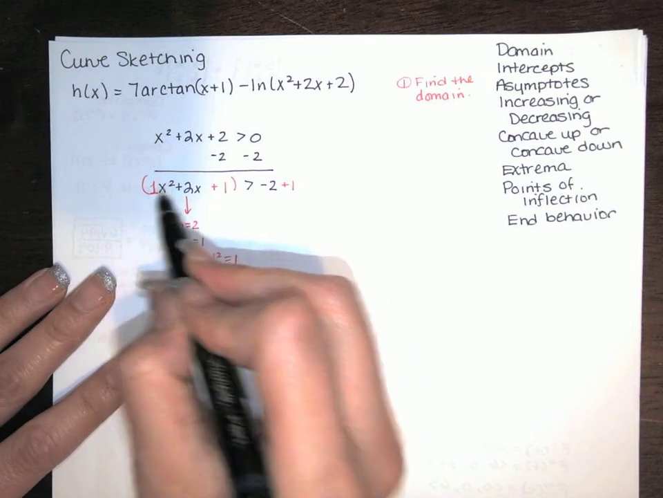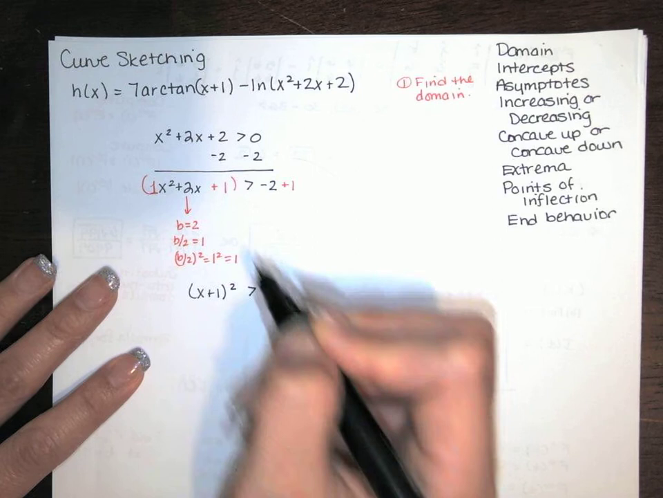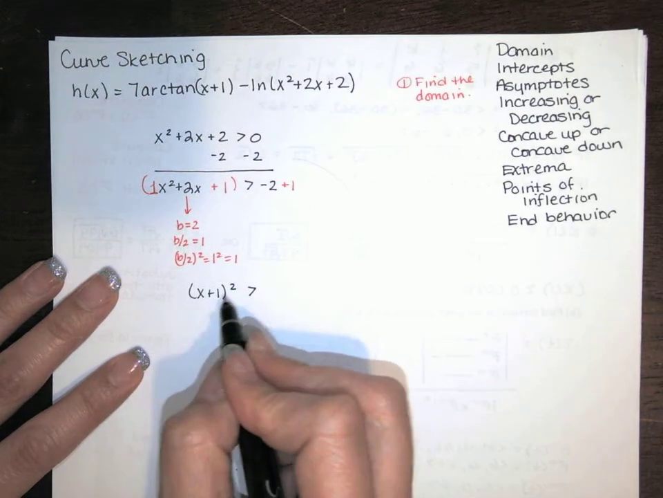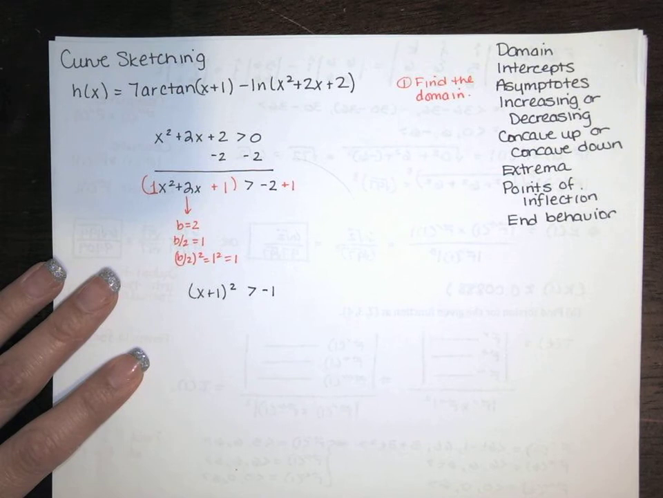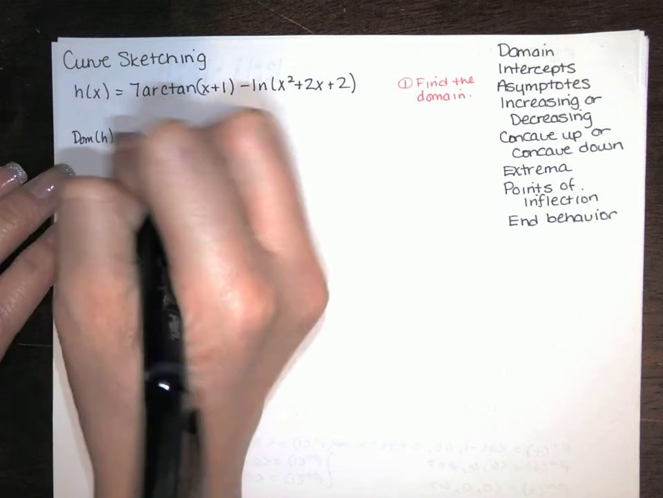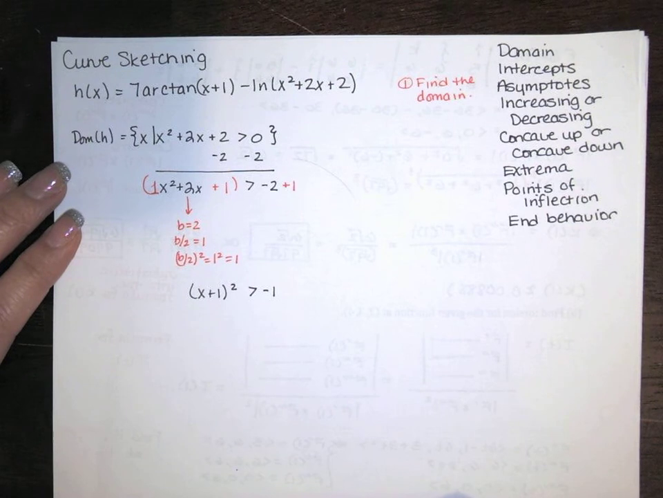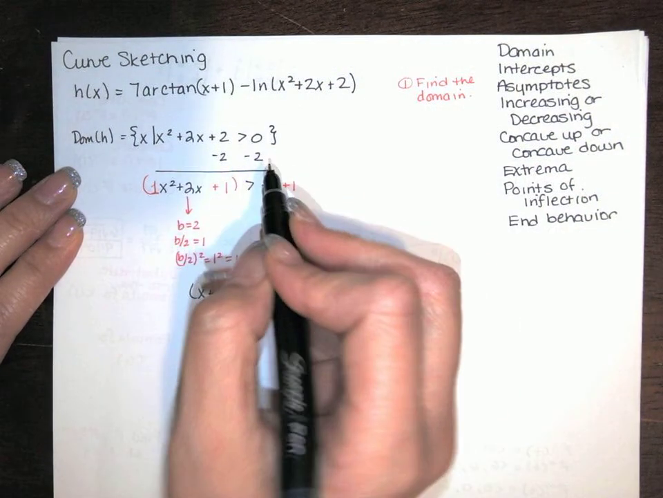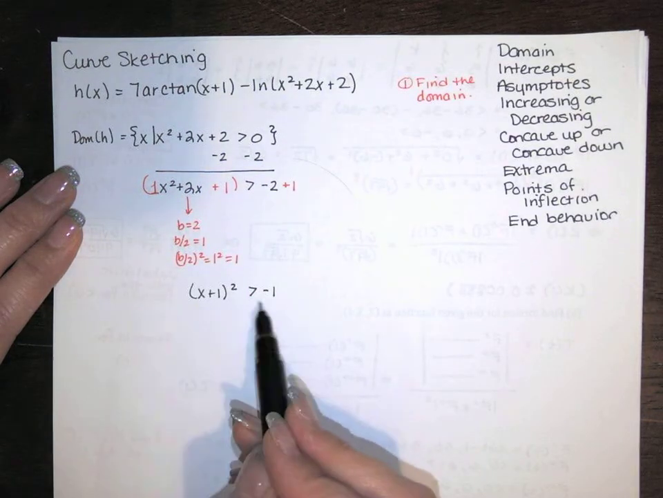This left-hand side factored is x plus 1 quantity squared. And we're asking ourselves, when is x plus 1 quantity squared greater than negative 1? I hope you said all the time. The domain is the set of all x. Let me write this down. It's the set of all x such that x squared plus 2x plus 2 is greater than 0. And I was solving this inequality for x, by subtracting 2 from both sides and doing all of this. And eventually I got to this point.